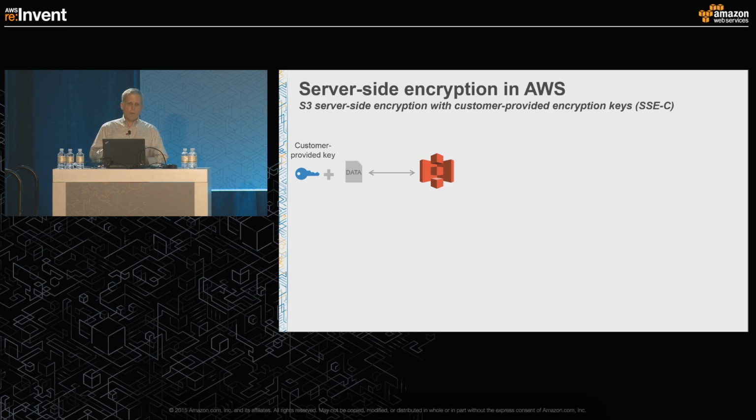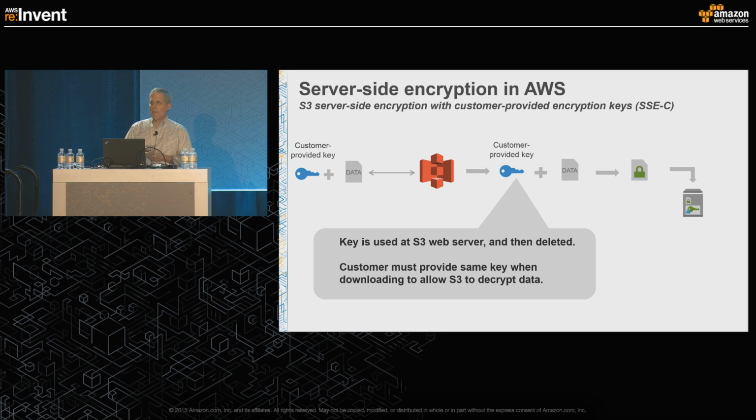The model is, as a part of your S3 put, you also include a 256-bit key inside the put. At the S3 web server, we then encrypt that data for you using that key to produce ciphertext, which we store in the back end, but we then get rid of that key. Which means the next GET request that you make of S3, you must provide that key. So this is a model where, on an object-by-object basis, you are allowing AWS to do some work for you to encrypt, but you're not giving AWS any further access to that key until you need access to the data.